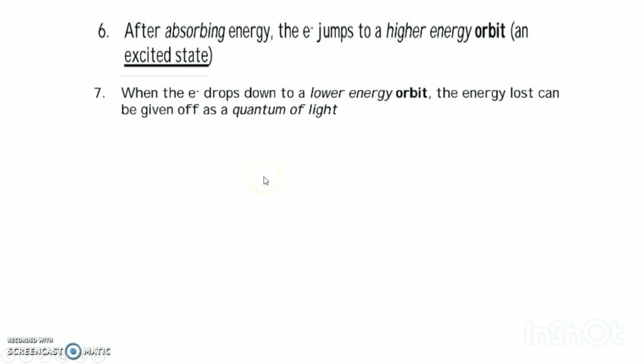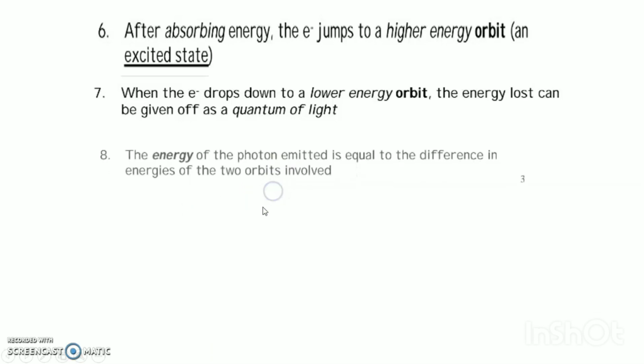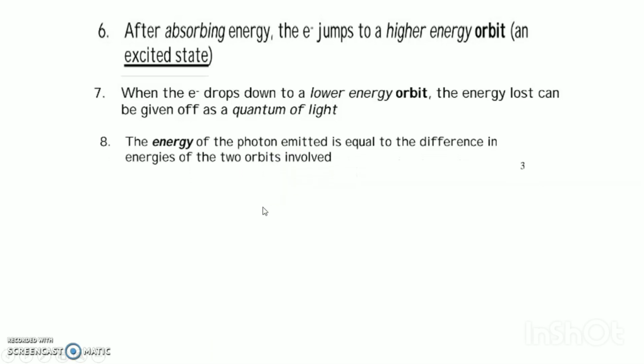After absorbing energy, the electron jumps to a higher energy orbit, an excited state. When the electron drops down to a lower energy orbit, the energy lost can be given off as a quantum of light. The energy of the photon emitted is equal to the difference in energies of the two orbits involved.